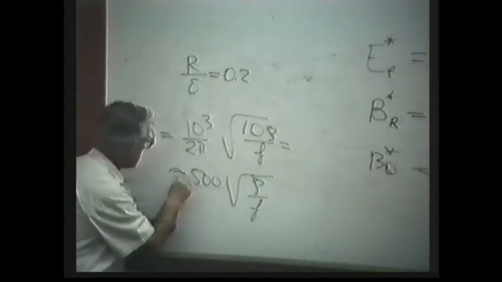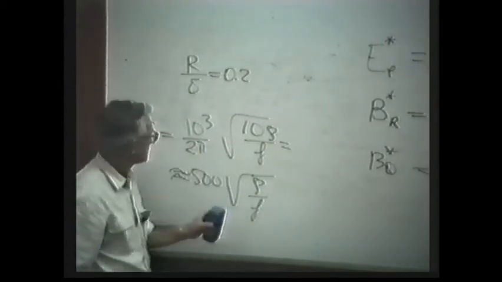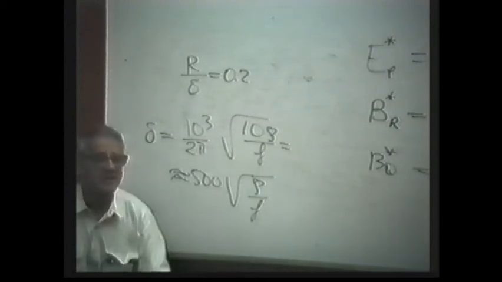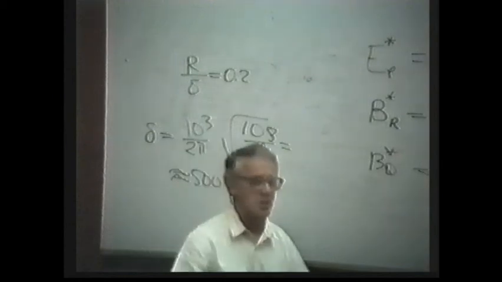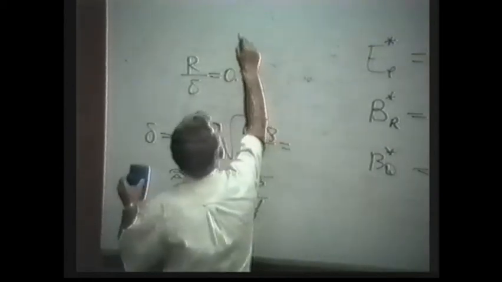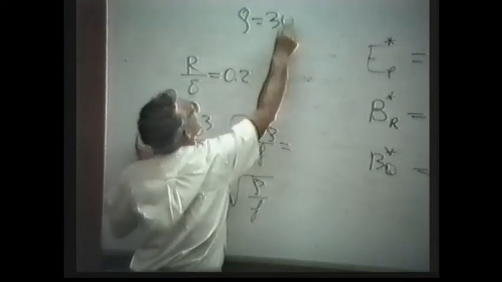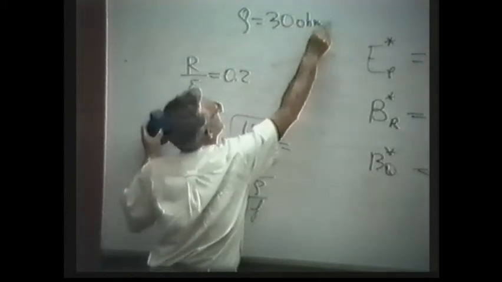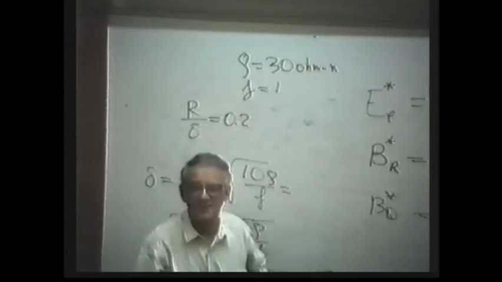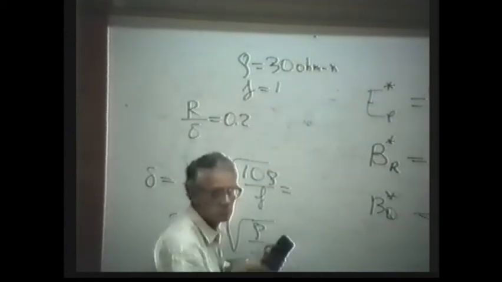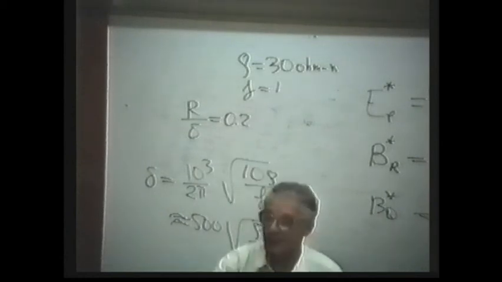So now, let us take frequency, let us take resistivity. What is your suggestion for resistivity? 20, 30 ohmmeters, is it okay? Reasonable number? So let us do it. Rho equals 30 ohmmeters. Let us take frequency 100 Hz. You can make corrections for higher or lower.